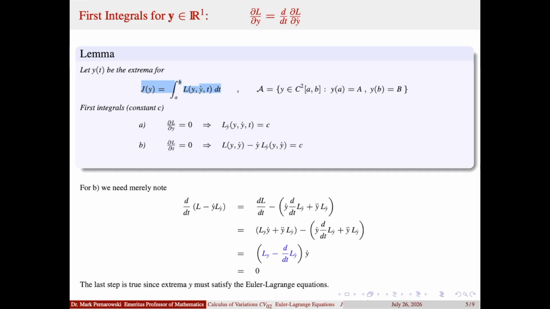So I just have a y and a y dot, and I've got it fixed at both endpoints. Then there's this lemma that helps us solve this differential equation. There's a couple of scenarios.